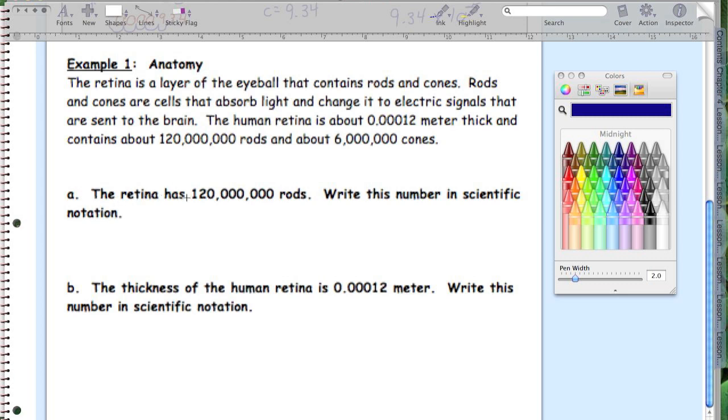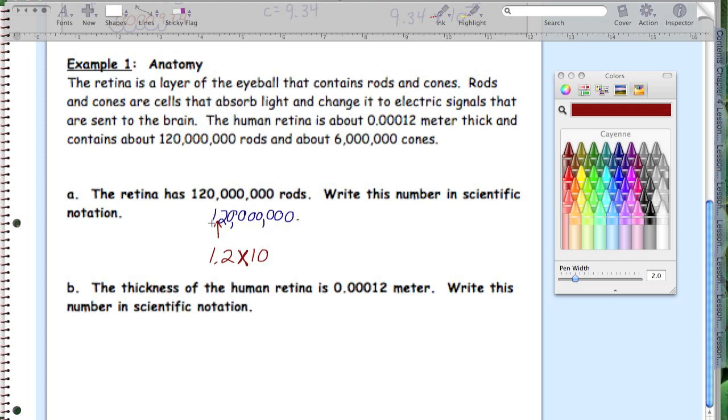We want to take this number, the number of rods in the retina, and write it in scientific notation. 120 million. So the first thing I need to do is find my c value, which is going to go right here. So it's 1.2. And it's always going to be times 10, not anything else. And we write our times here. This is the only time we're going to actually use an x to represent times. You don't want to put a dot. You want to use the x. It's just part of the notation.